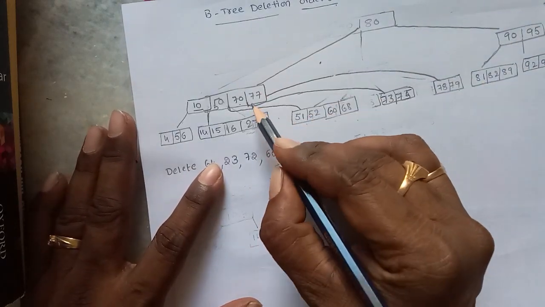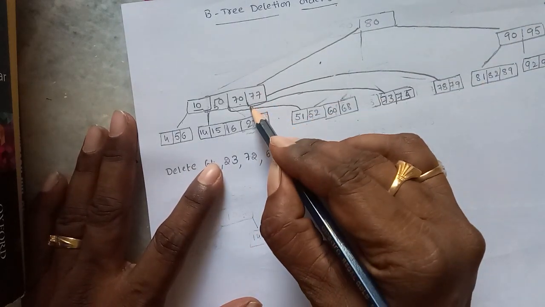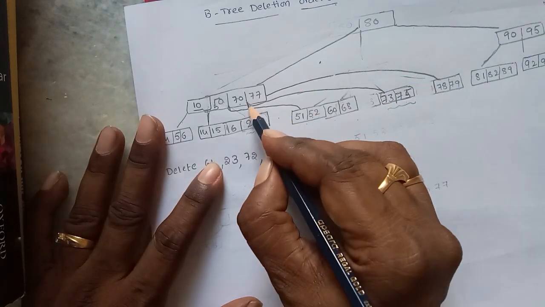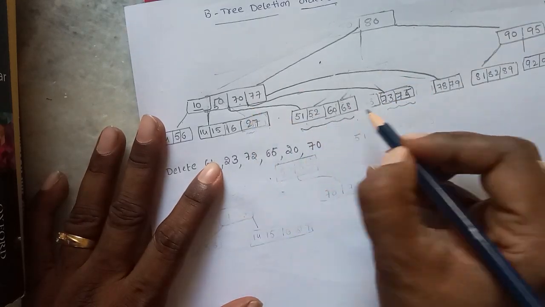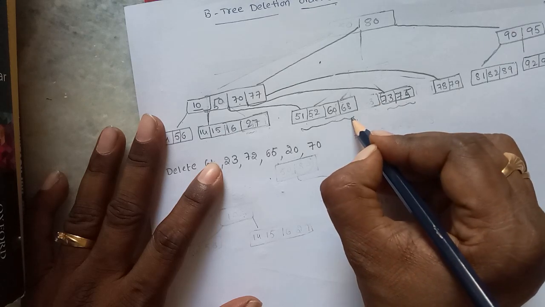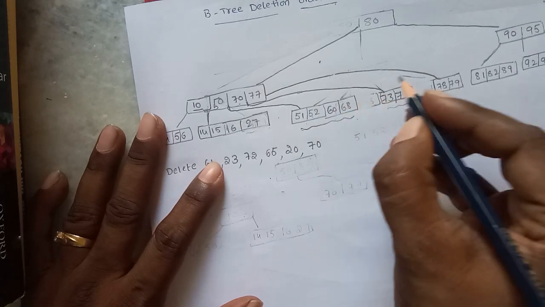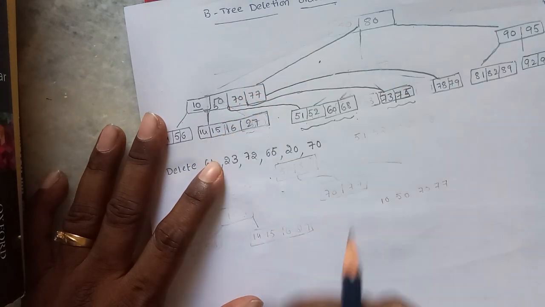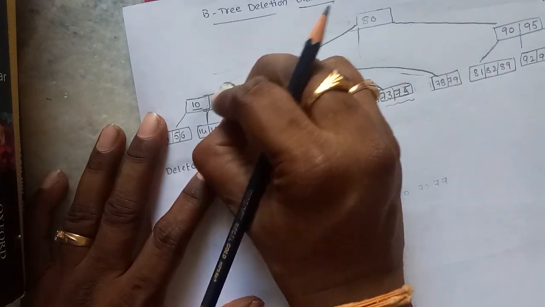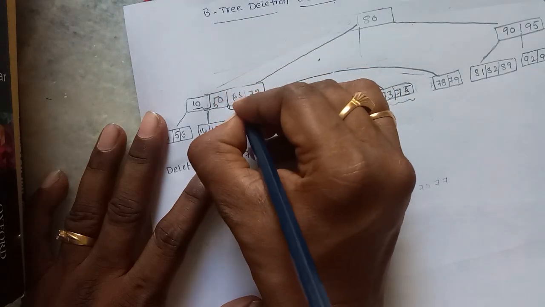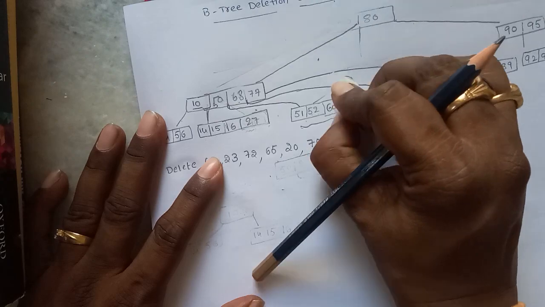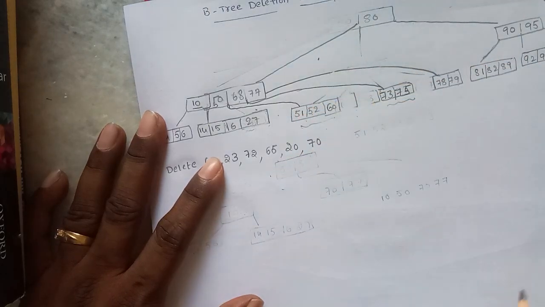So observe, for 70, the right subtree contains only 2 elements. For 70, this is the left subtree. The left subtree contains 4 elements. So simply we are replacing with the largest element on the left subtree. That is, here 70 is replaced with 68 and 70 is removed. And this is the tree we are getting.